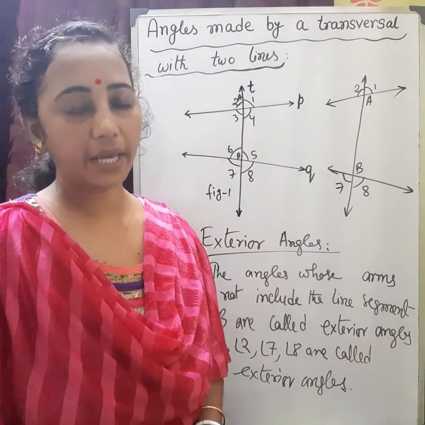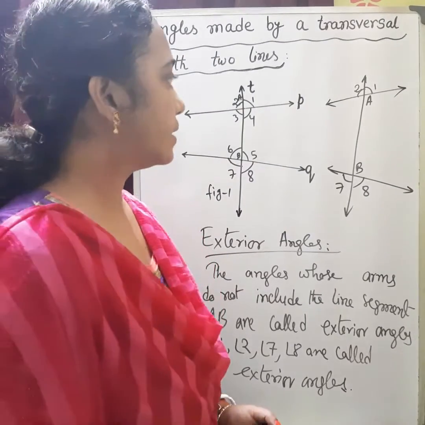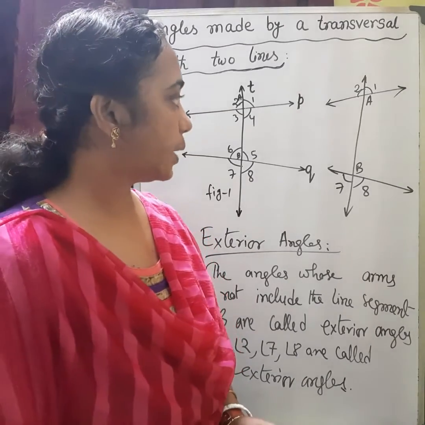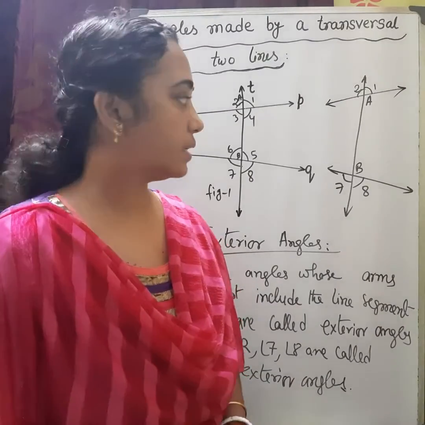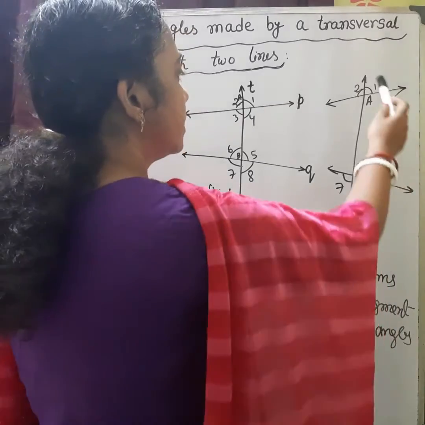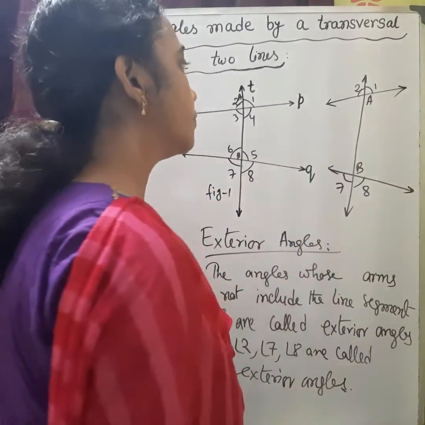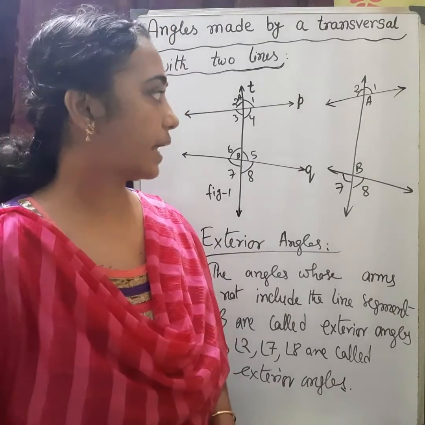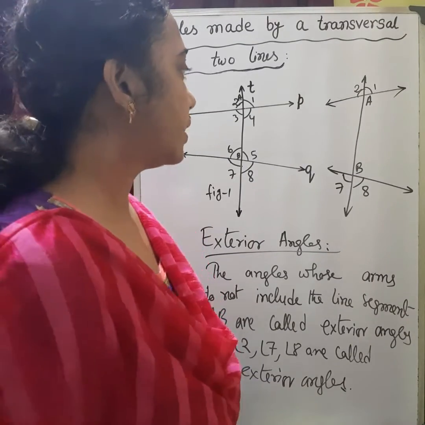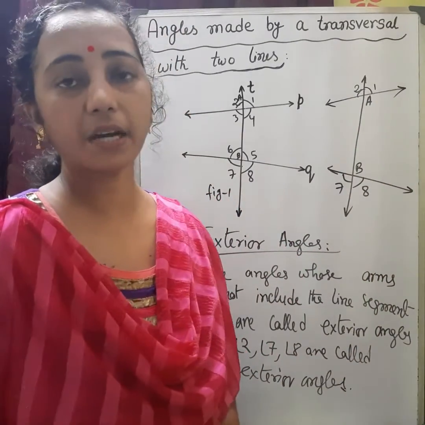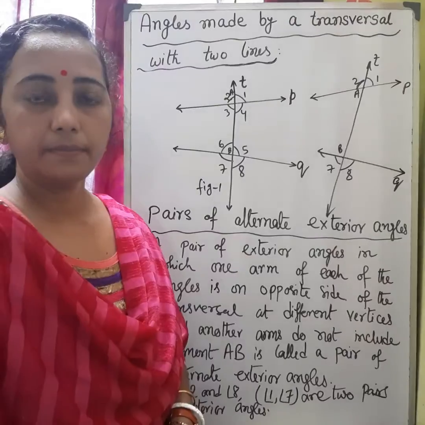Let us know about exterior angles. The angles whose arms do not include the line segment AB are called exterior angles. Look at this figure. In this figure, angles 1, 2, 7, 8, these four angles are called exterior angles. Their arms do not include the line segment AB. So these angles are called exterior angles.